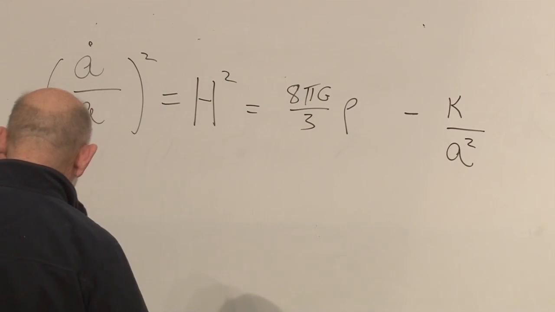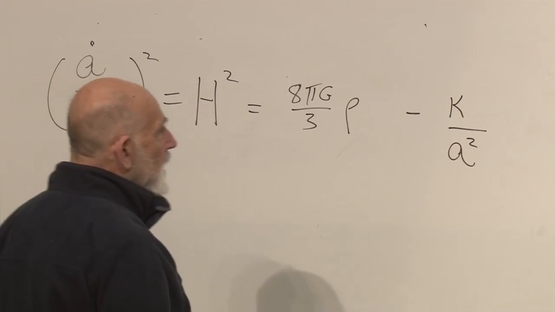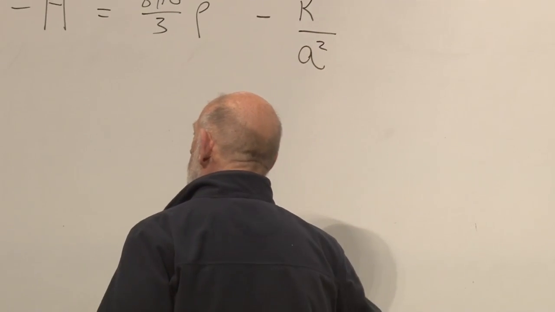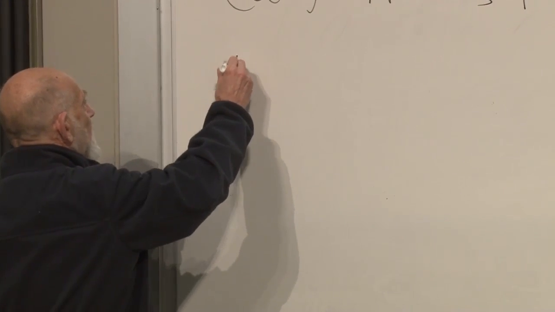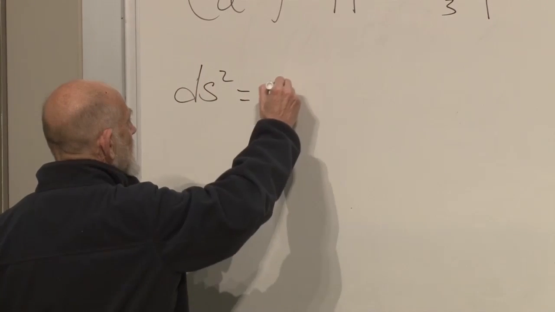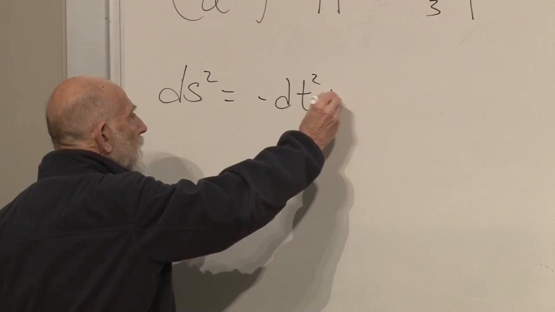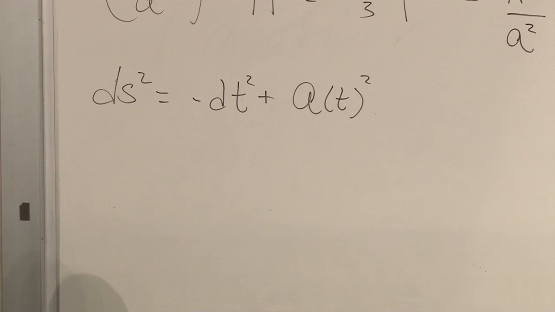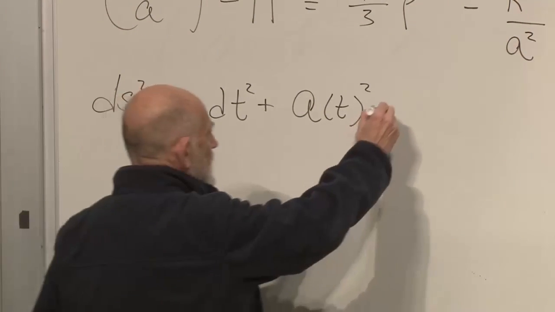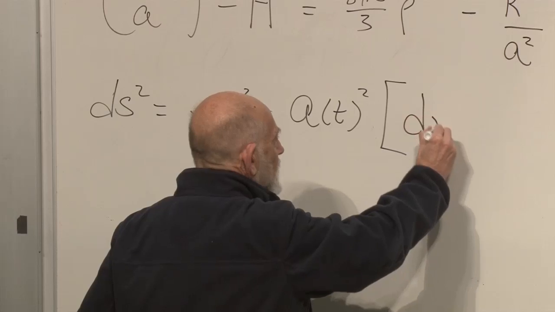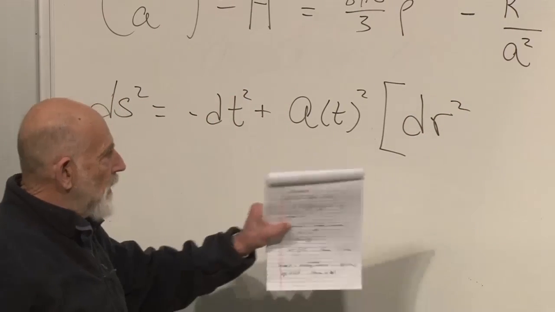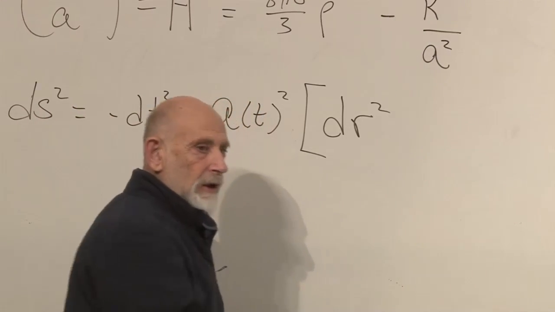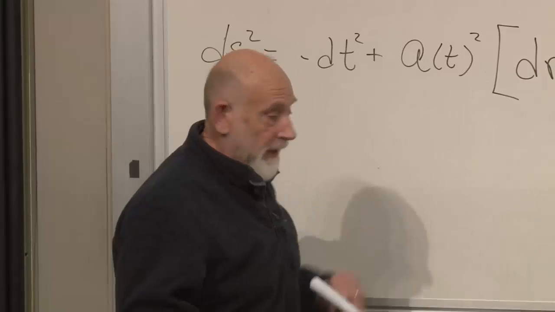The role of A is to go into the metric. Over here I'll write the metric. The connection between A and the metric is that the metric ds squared is equal to minus dt squared plus the radius at time t squared, times a bracket, dr squared, and then an angular piece. And the angular piece is one of three possibilities, depending on k.